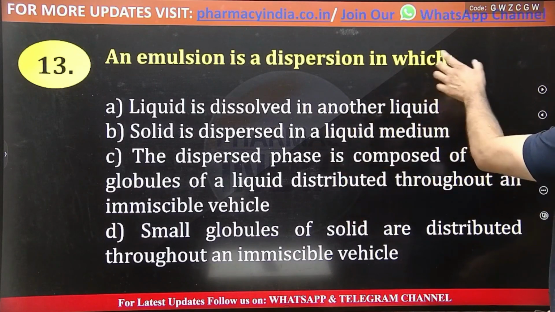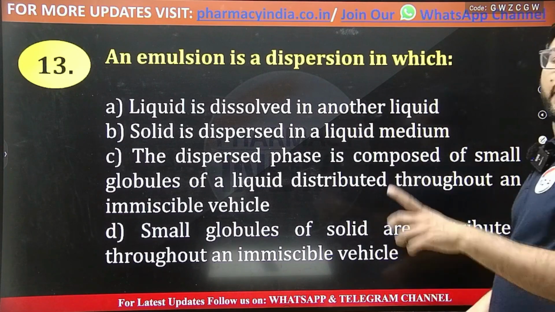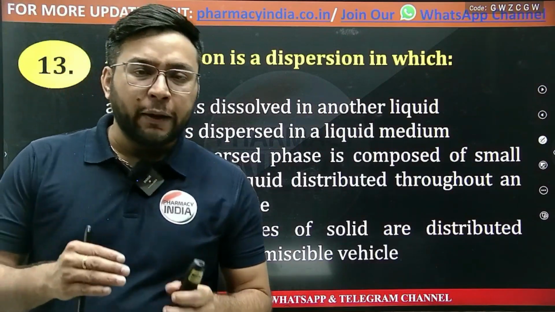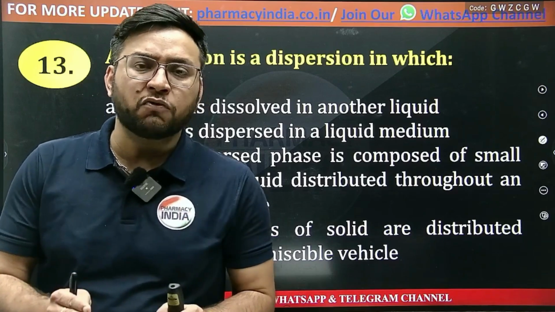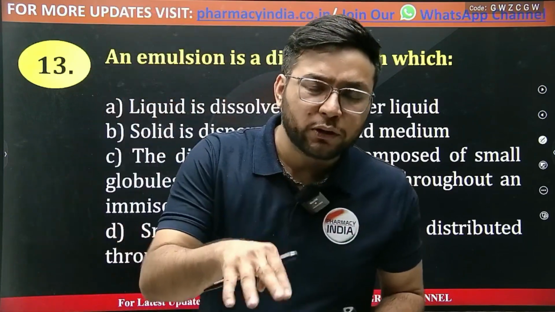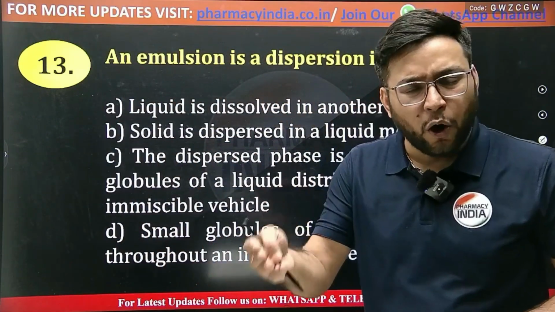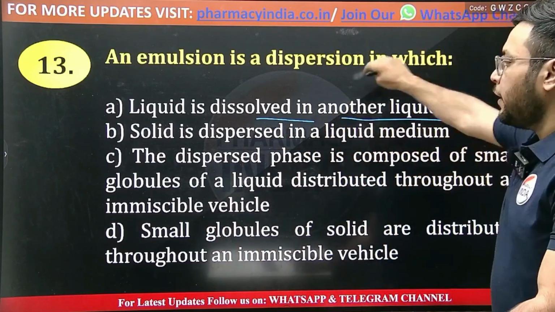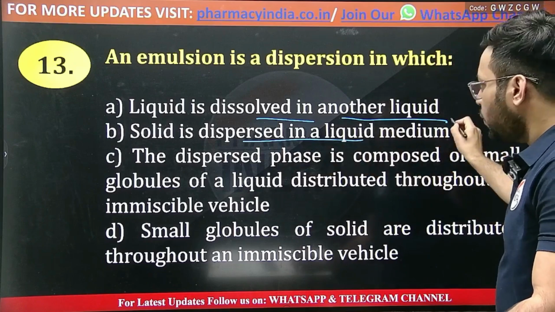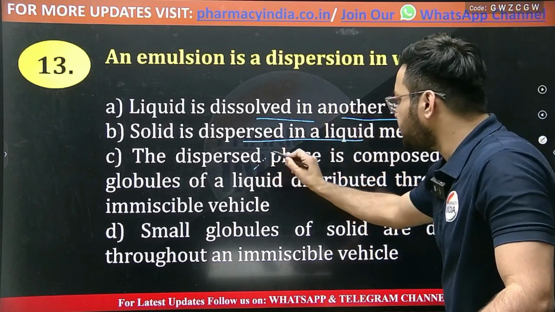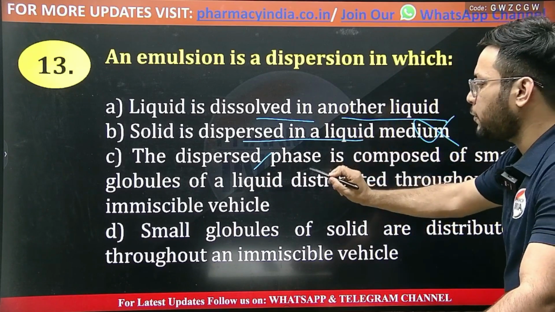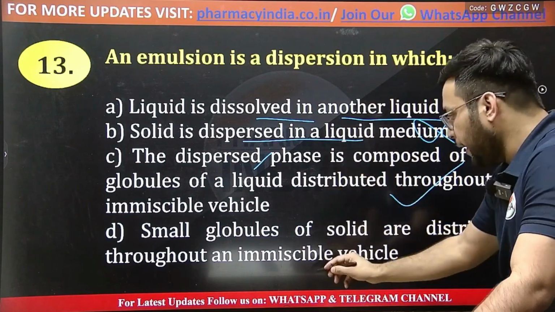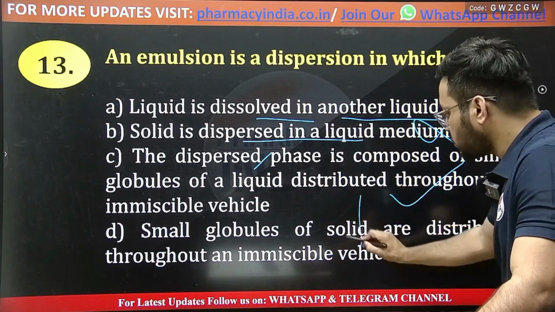An emulsion is a dispersion in which? An emulsion is homogeneous. Why? Because it has both liquids, the oil and water, both are liquid. So liquid is dispersed in another liquid. Solid is dispersed in liquid? No, this is the incorrect answer. The dispersed phase is composed of small globules of a liquid distributed throughout an immiscible vehicle. Might it be small globules of solid? No, we do not have solid.